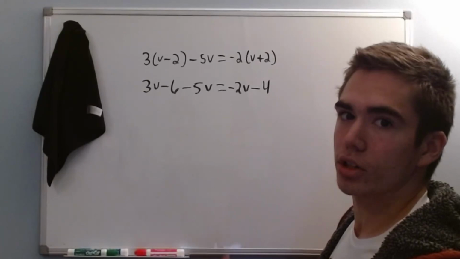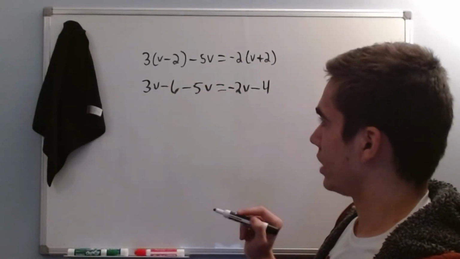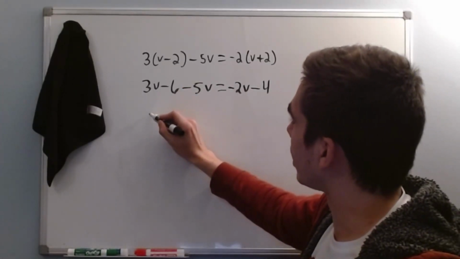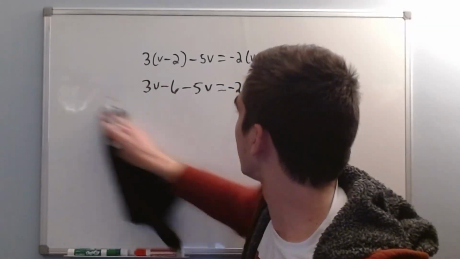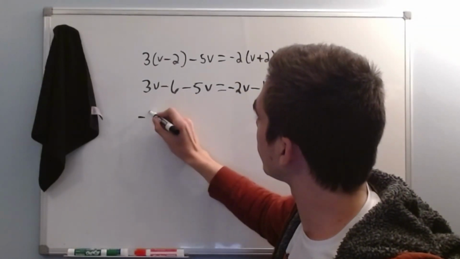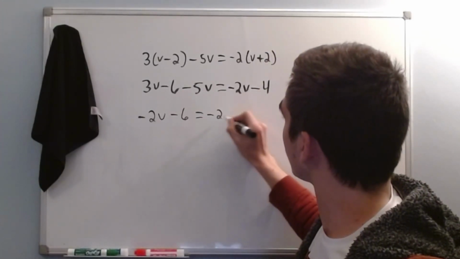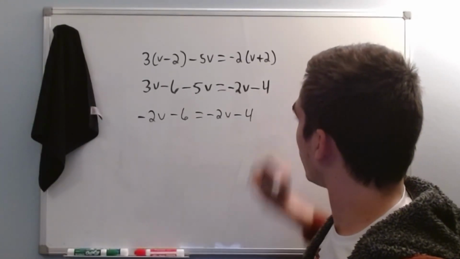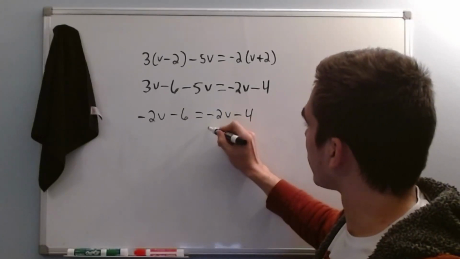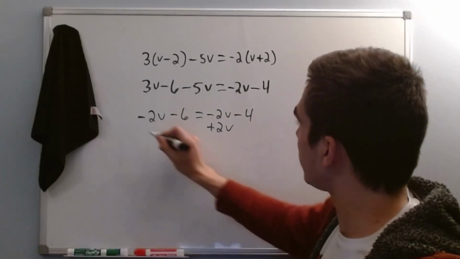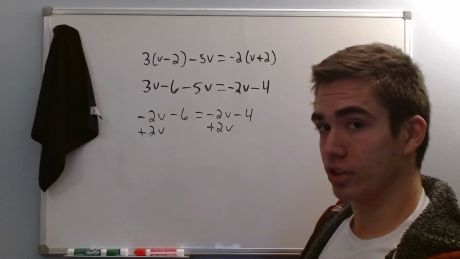And now what we're going to do is combine like terms. So our negative 5v goes into our 3v, giving us a negative 2v. Well, let's rewrite with the v in front. So a negative 2v minus 6 equals negative 2v minus 4. Now, let's solve. So we're going to add 2v to both sides, because whatever we do to one side of the equation, we have to do to the other.